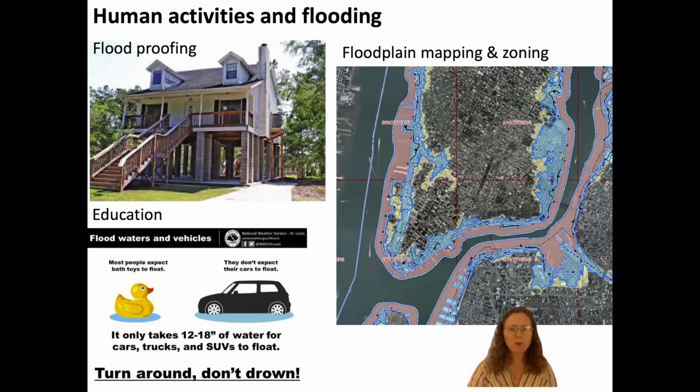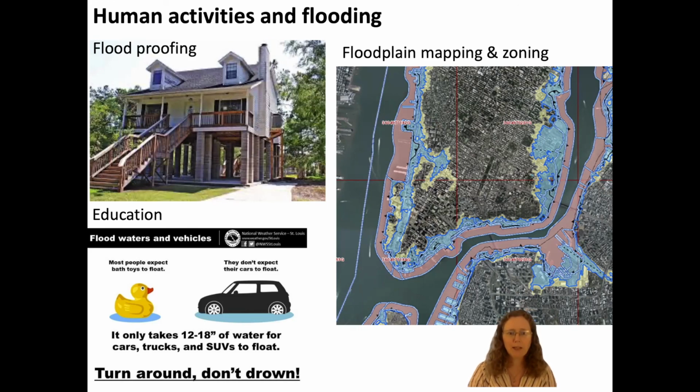Finally, there is a whole set of things we can do to influence the risks associated with flooding. On this slide, I'm showing 3 things that don't change how much water is in a flood, but they do help keep us safer. Elevating buildings in floodplains and other floodproofing measures reduces the damage associated with flooding. Public education campaigns like Turn Around, Don't Drown can help people learn how to stay safe in a flood.